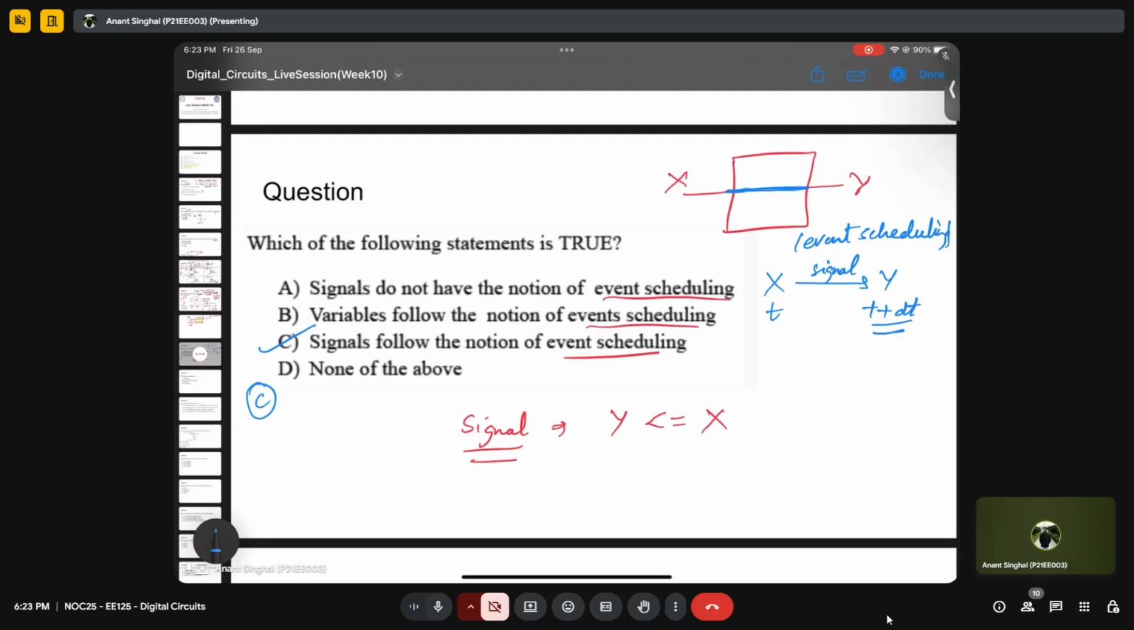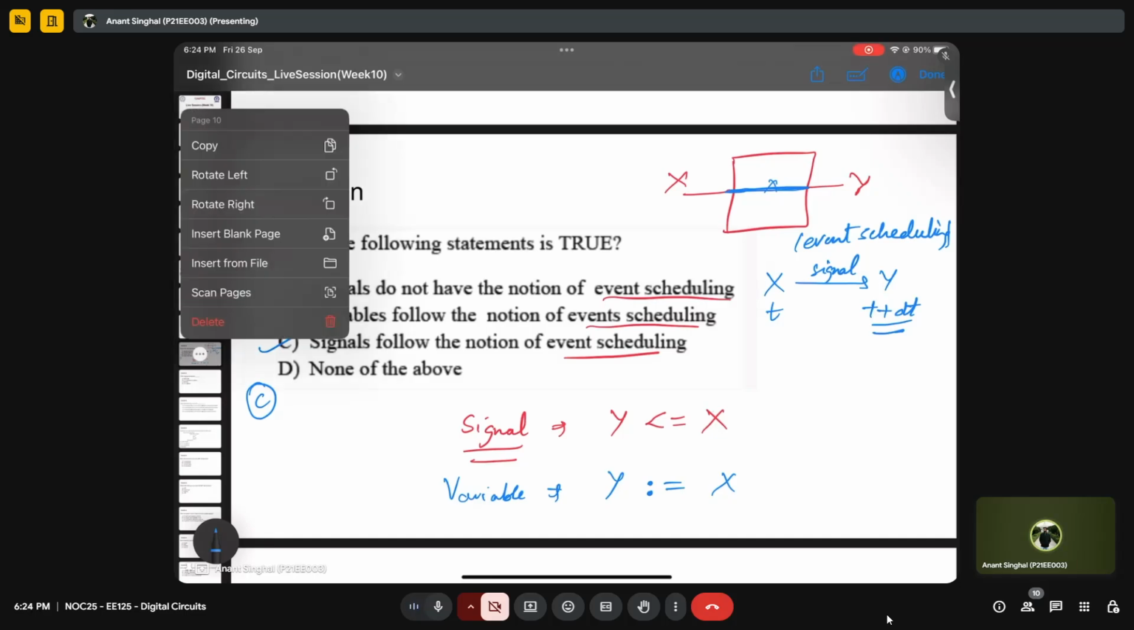Now if I talk similarly in terms of a variable: a variable is defined by colon equals to. That means it is instantaneously available, like there is no physical interconnect. So it is instantaneously available to you, and there is no time factor involved.